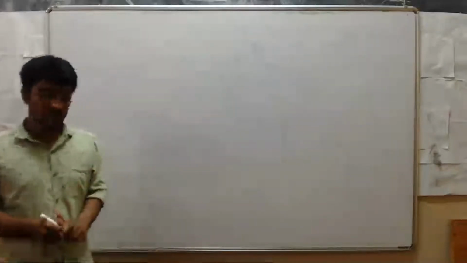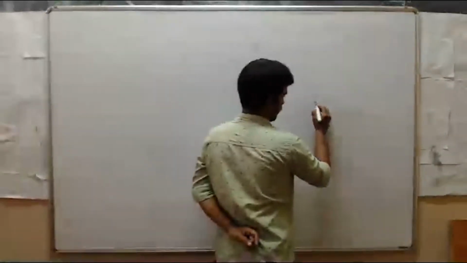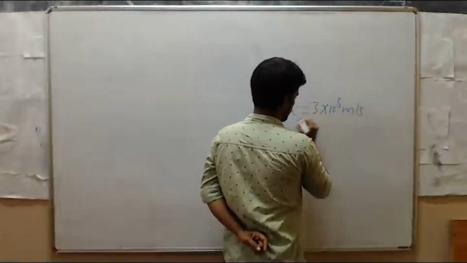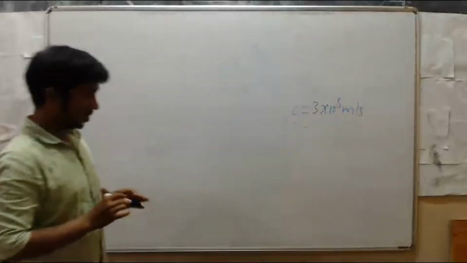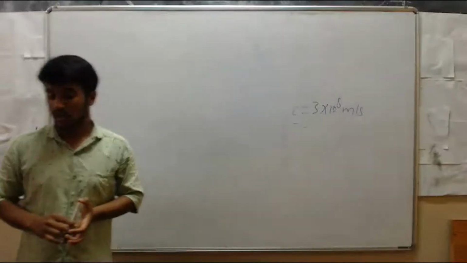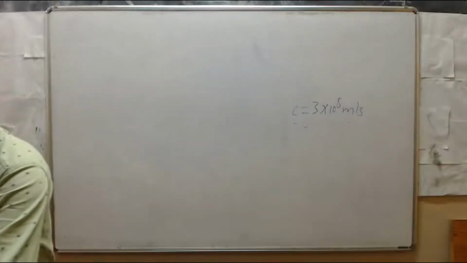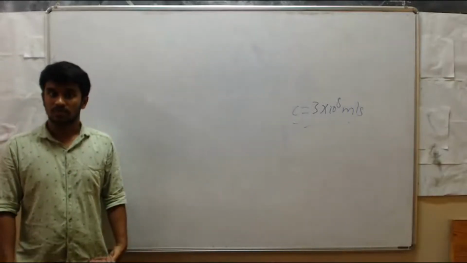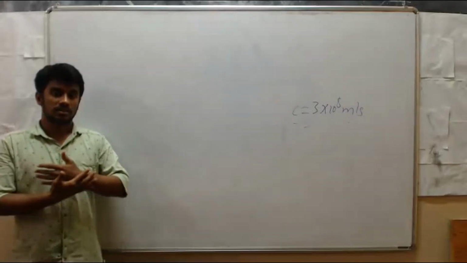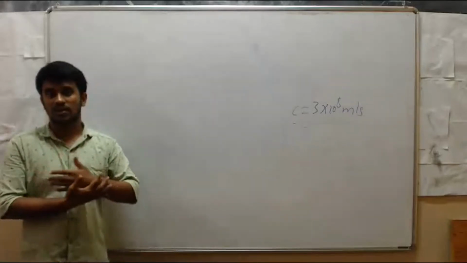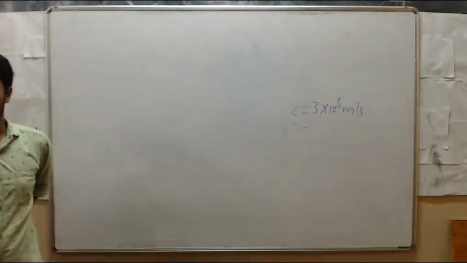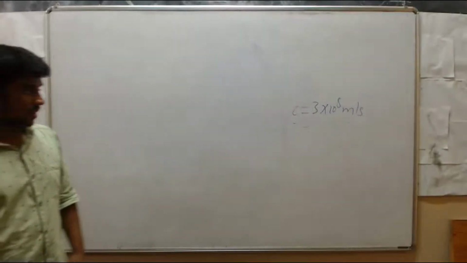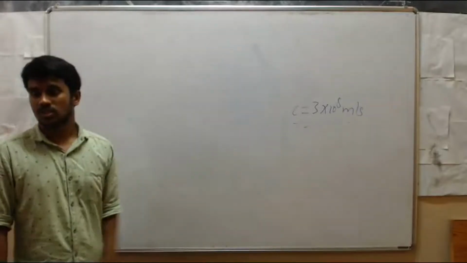The speed of light is 3 into 10 raised to the power 8 meter per second. This is the speed of light. For this light, it will take thousands of years to reach those stars. Then what about us? It is very difficult. Maybe in future we can travel to stars, but right now, using the technology we have, we can't travel to stars.